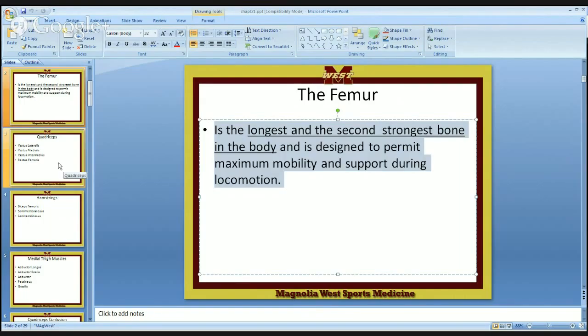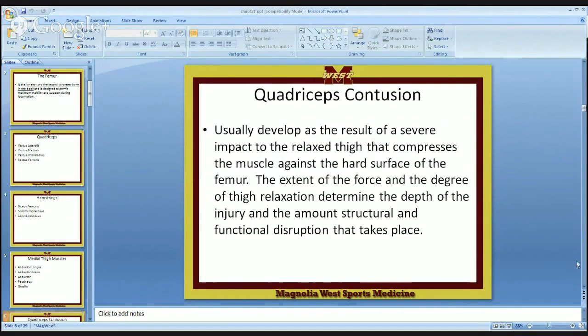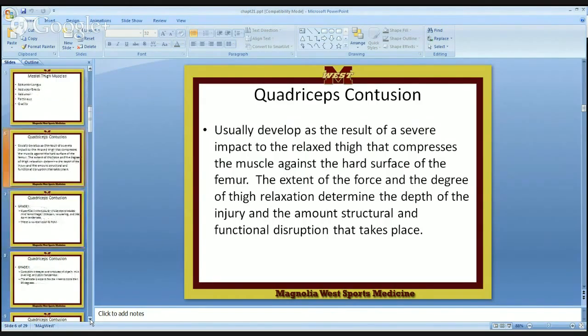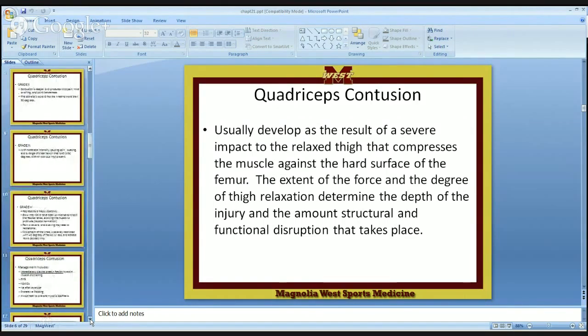Okay, slide 6. Yep, quadriceps contusion. So you need to know the extent of the force and the degree of thigh relaxation determine the depth of the injury and the amount of structural and functional disruption that take place. So also a true-false question. Cool.